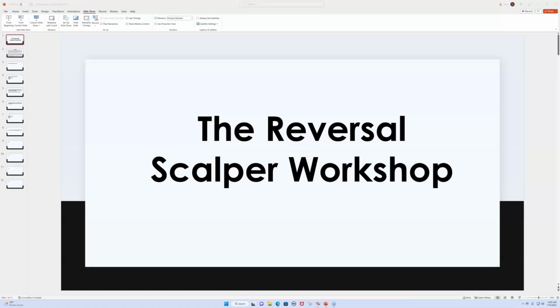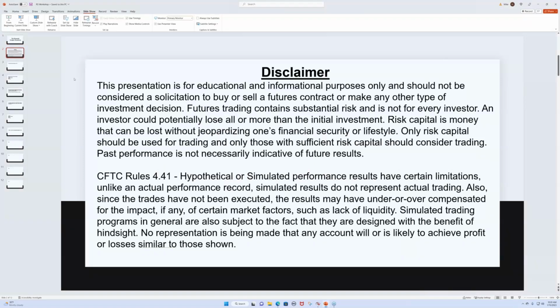But anyway, guys, just to get started, the reversal scalper is a new indicator from Orderflows that works on NinjaTrader 8. So I don't have a big slide deck presented, but just your normal disclaimer, just go over that.